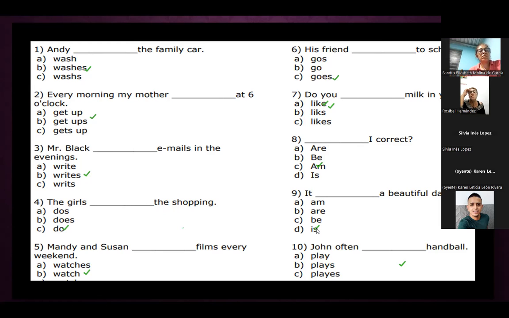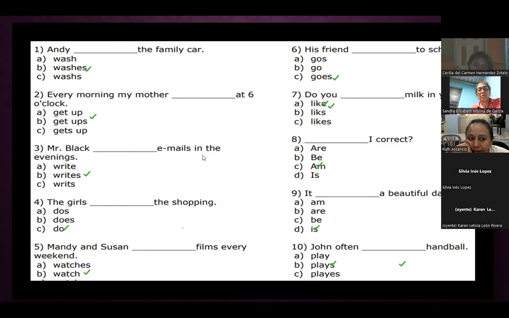It is a beautiful day today. Of course, it is. John often plays. Plays. Letter B. Plays. Excellent. Letter B. Okay. Very good. Next.